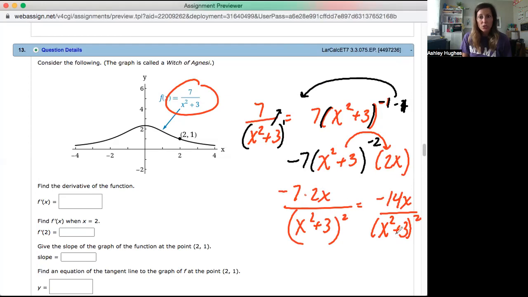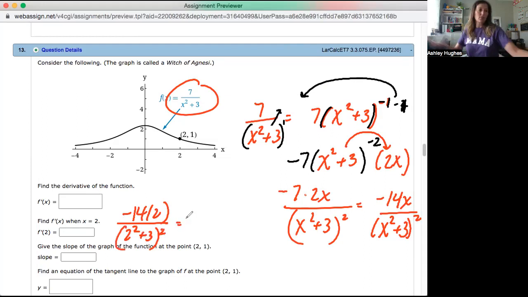Then it says find this whenever x is 2. So we're going to plug in 2. So that would be -28 over 2 squared is 4 plus 3, 7 squared is 49. Give the slope of the graph of the function at the point 2, 1.